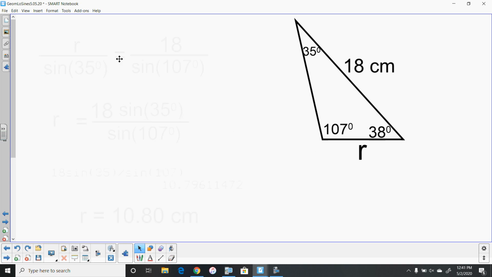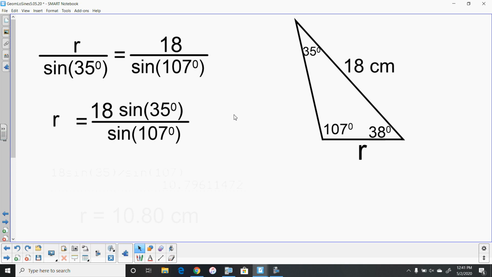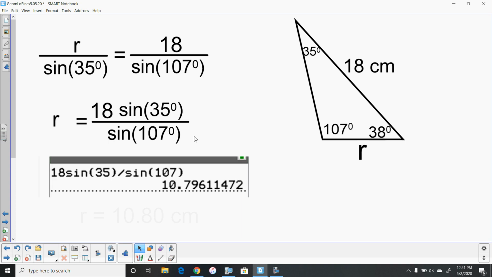So your initial proportion should look something like R over the sine of the angle across from R equals 18 over sine of the angle across from 18. So R over sine 35 equals 18 over sine 107. One step to get R by itself, multiply both sides by sine 35. You can put this exact expression, 18 sine 35 over sine 107, into the calculator.